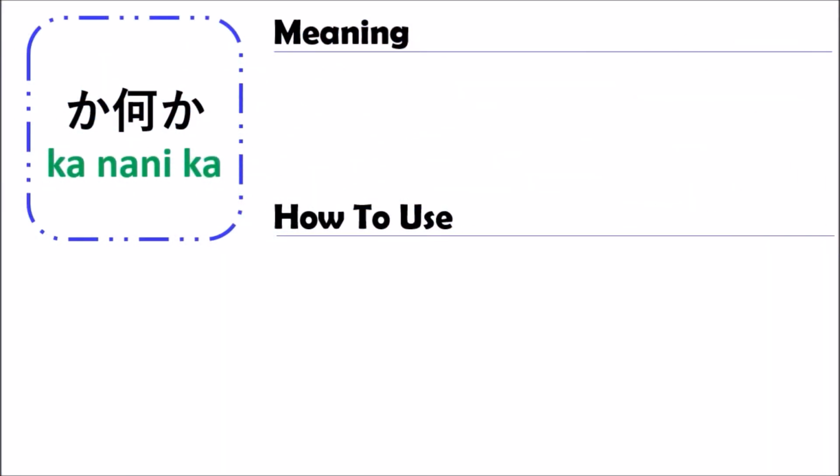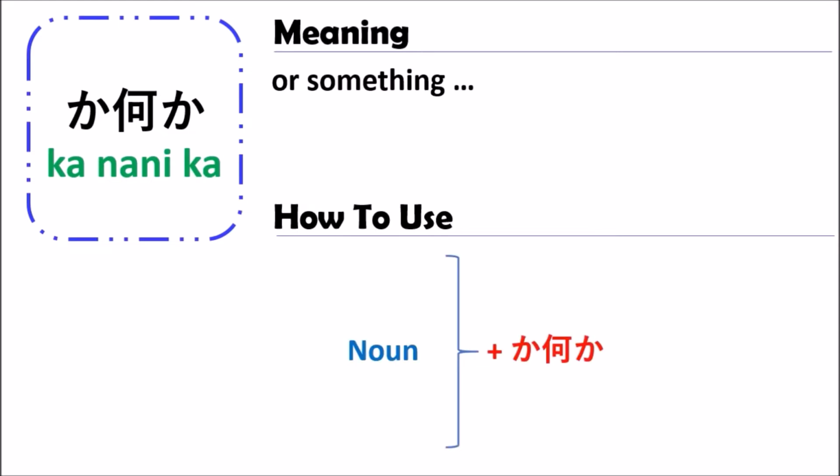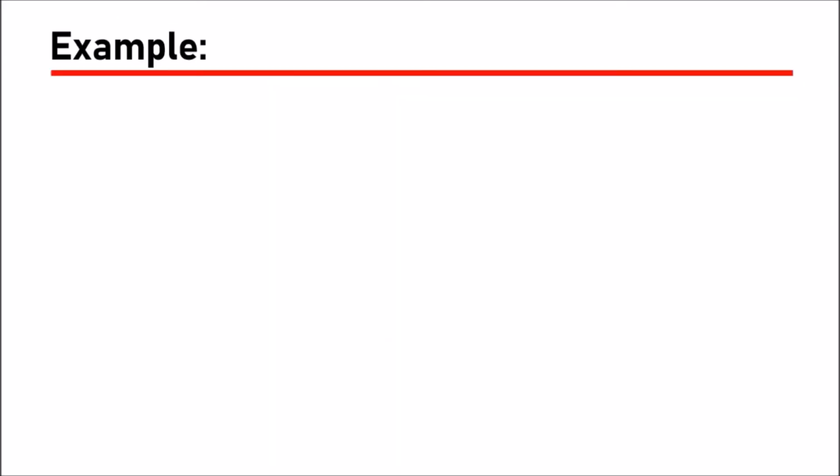Next, we are going to learn about the grammar of 「何か」 (nanika), which means "something" or "or something." In Japanese, when you use the grammar of か何か (ka nanika), the word in front of it should be a noun, followed by か何か. To make sure that we understand how to use か何か, we are going to see some examples together.